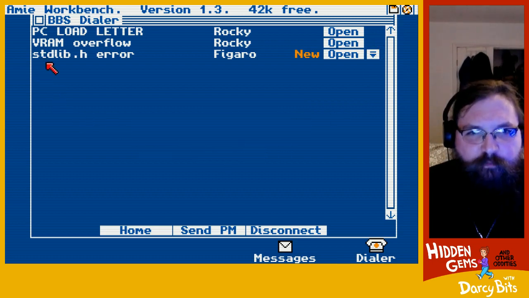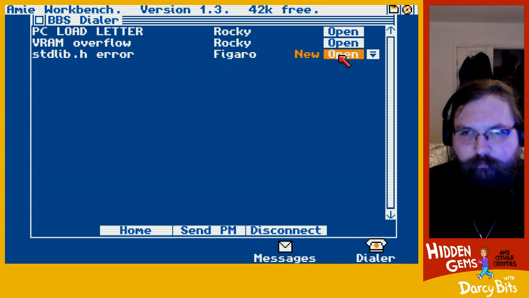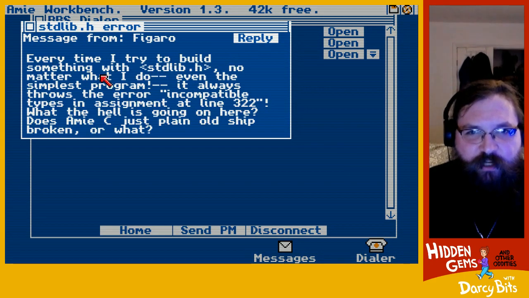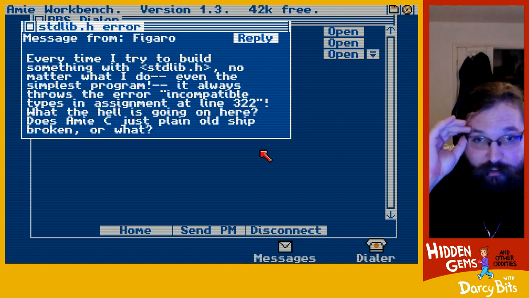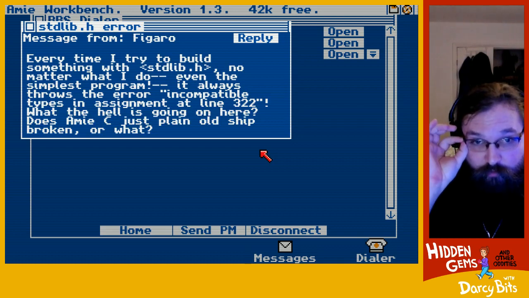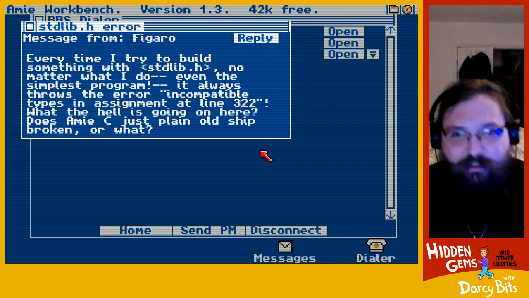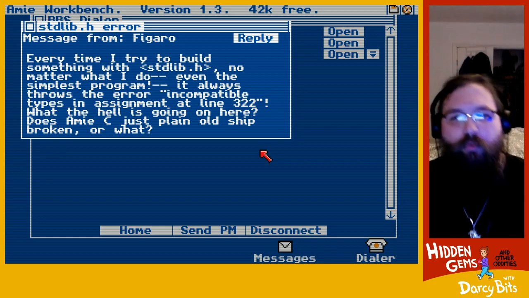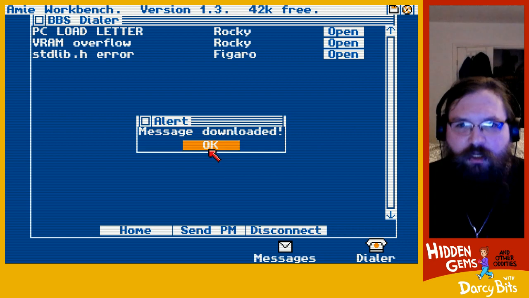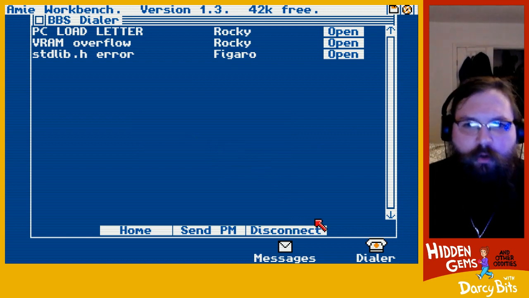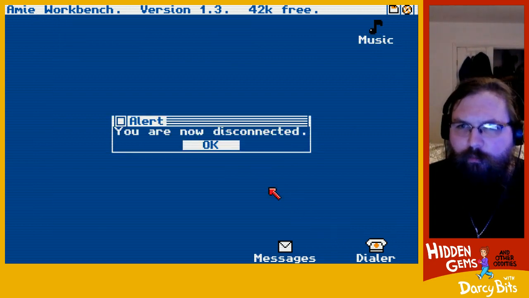And I figure I know you. Every time I try to build something, no matter what I do, even the simplest program, it always throws an error. Incompatible types in assignment at line 322. What the hell is going on here? Does Amy see just plain old shit broken or what? I would also like to know. Tell me if you find anything out. Just, cuz. Cool. Let's go back to the other boys.